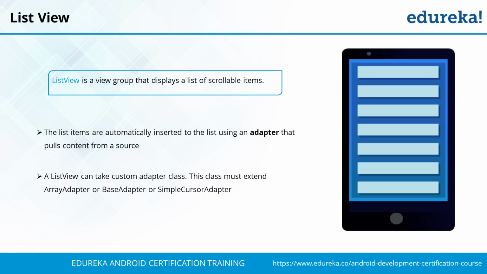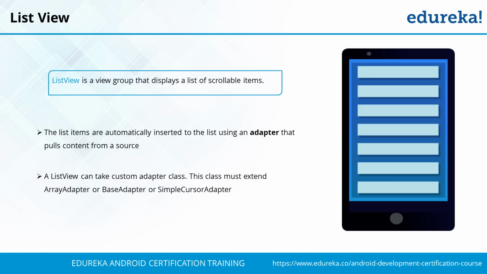So we need a design pattern. So for that, Google has already given us a class known as adapter, like an array adapter or a base adapter or a simple cursor adapter. So list view works with the adapters. So adapters are the design patterns which contain the data, and they help to bind the data on the list view.